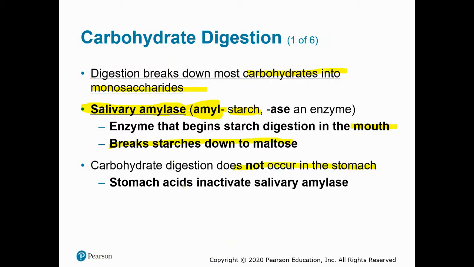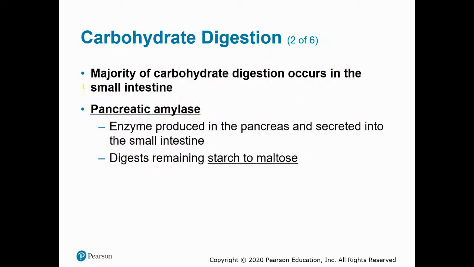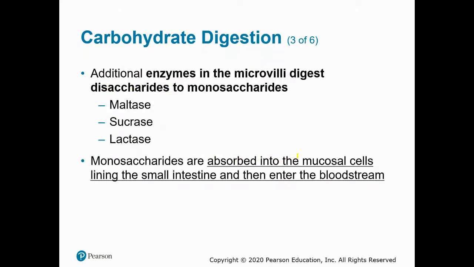Carbohydrate digestion does not occur in the stomach. Stomach acids inactivate the amylase, right? Salivary amylase cannot function in the stomach. And then the majority of carbohydrate digestion occurs in the small intestine. Remember, we also introduced pancreatic amylase. So again, a starch digesting enzyme made by the pancreas, sent into the duodenum via that pancreatic duct to work in the small intestine. Again, starch to maltose.